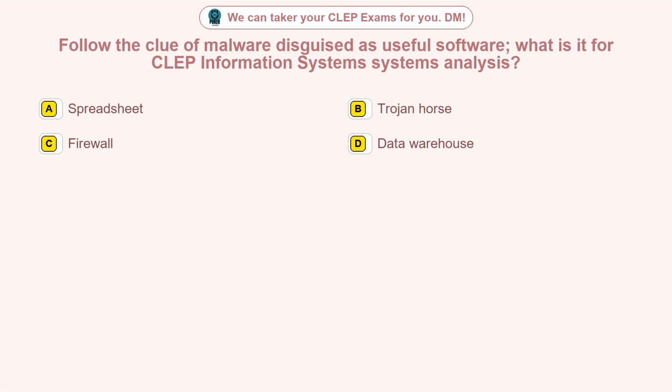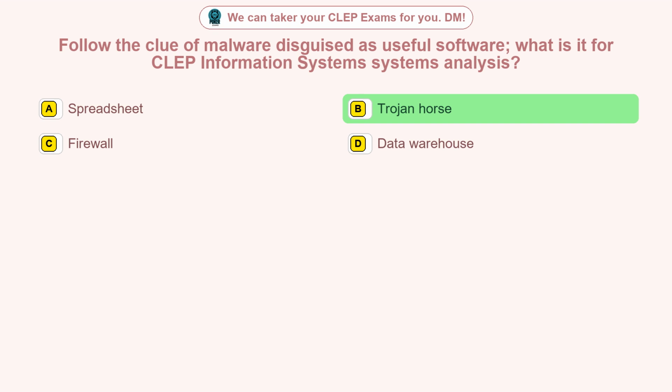Question 41. Follow the clue of malware disguised as useful software. What is it for CLEP Information Systems analysis? Option A. Spreadsheet. Option B. Trojan horse. Option C. Firewall. Option D. Data warehouse. The correct answer is option B.